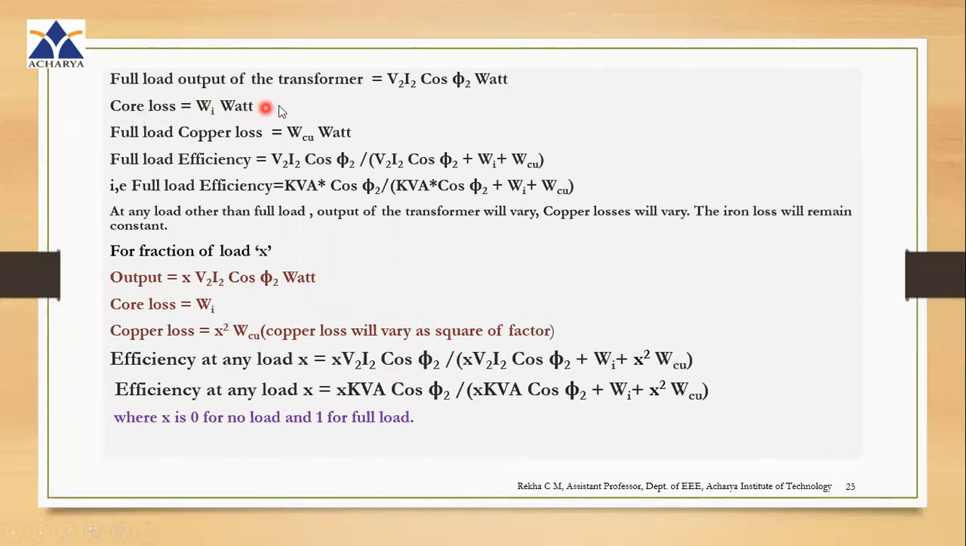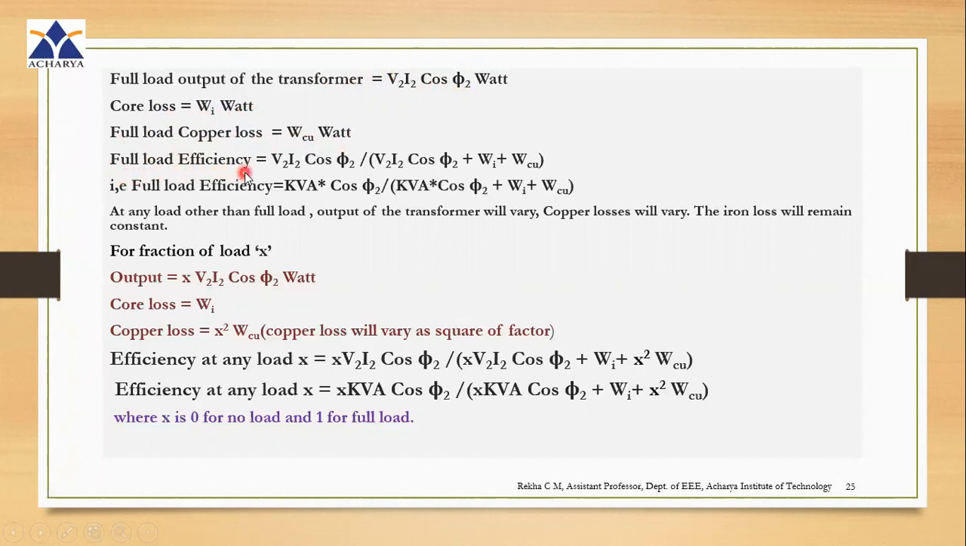Full load output of a transformer can be expressed as V2 I2 cos phi 2. That is, output is at the secondary side. That is why we have taken secondary voltage, secondary current and secondary power factor. Again, core loss, let us take it as Wi watts. Wi means iron loss. Core loss is also called as iron loss. And then full load copper loss is expressed as WCU watts.